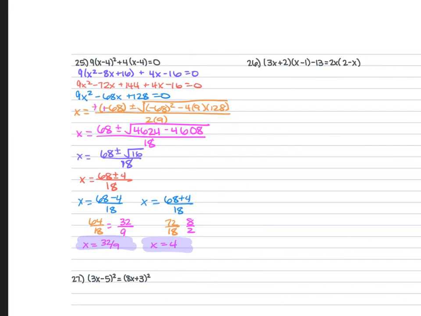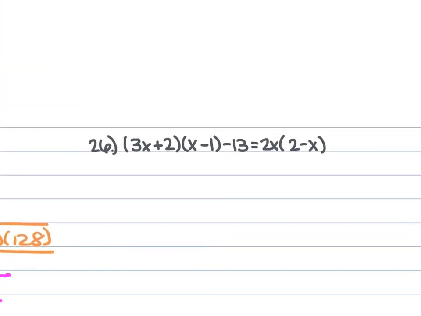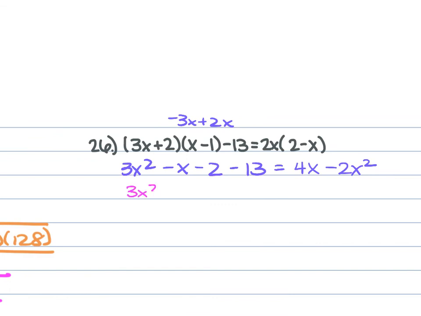For 26, we have 3x plus 2 times x minus 1 minus 13 is equal to 2x times 2 minus x. So I am going to FOIL these two binomials to get 3x squared minus 3x plus 2x is negative x, minus 2, minus 13, is equal to, distribute that 4x minus 2x squared. I'm going to combine like terms first, so I'm going to have 3x squared minus x minus 15 is equal to 4x minus 2x squared.